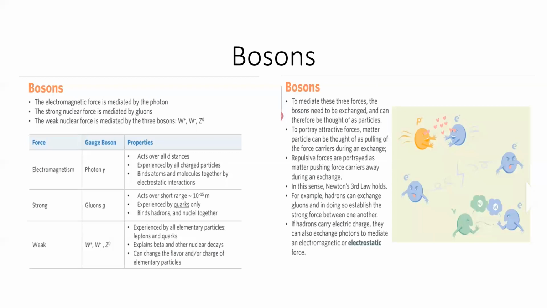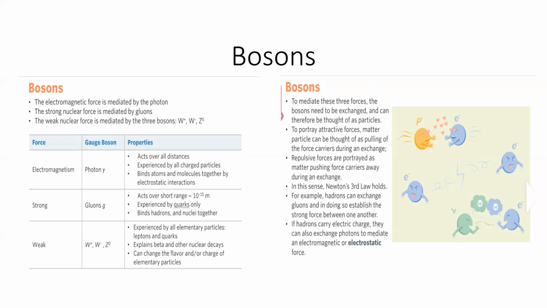When we talk about strong nuclear force, the boson particle that is exchanged between nucleons is called the gluon. It acts over a very short range, 10 to the power minus 15 meter. Now, this is nothing but the size of a nucleus. So we can imagine why gluons work over short range, because they work only within a nucleus to experience strong nuclear force. It is experienced by quarks only, we will have a look at the quarks in detail, and it binds hadrons and nuclei together.